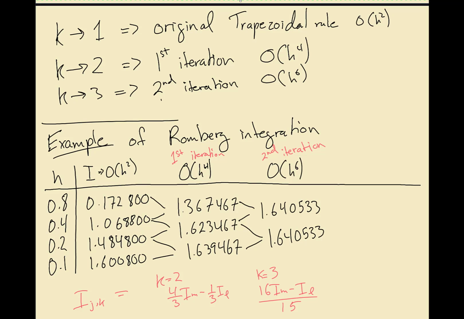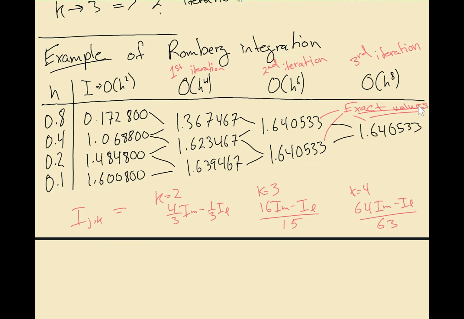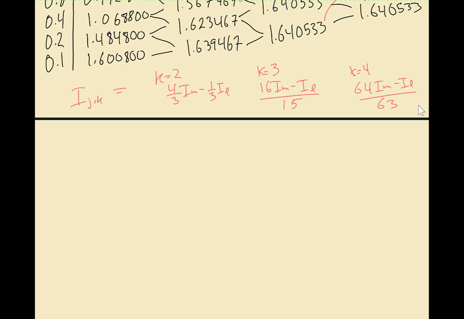And then if I go to the third iteration, which is h to the 8, just to show you the equation, it would be 4 to the 3 in this case, where k is equal to 4. And this would be 64 IM minus IL divided by 63. So in this case, we get the same value again, 1.640533. And this one and this one and this one are all exact values. Any questions?